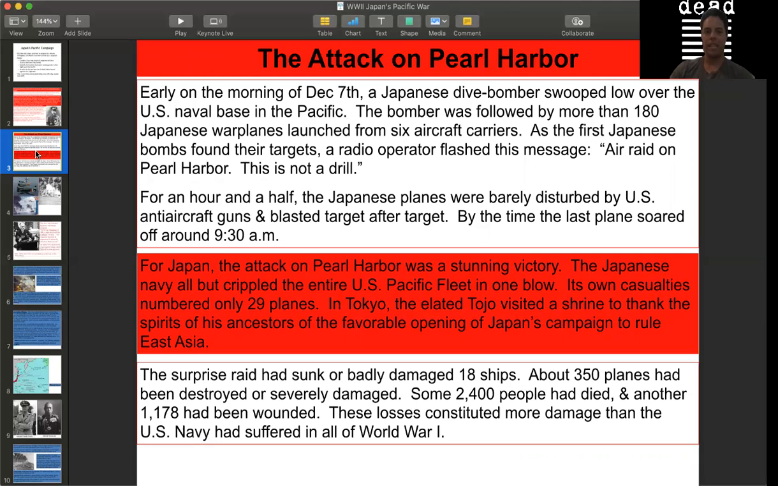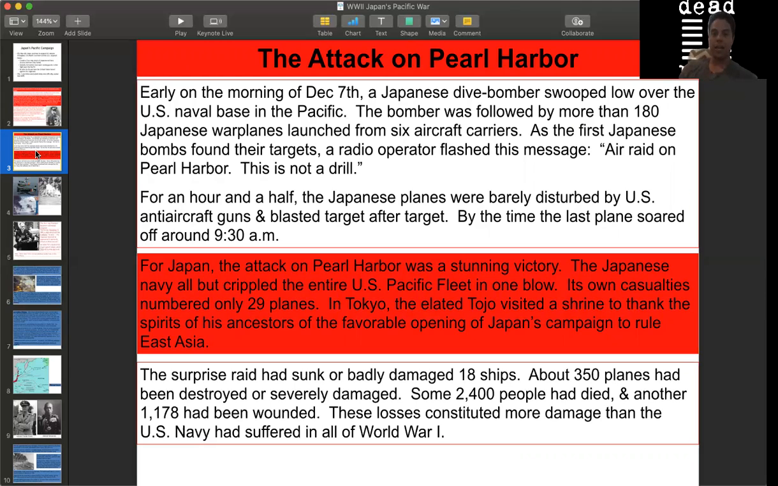The Japanese Navy had all but crippled the entire U.S. Pacific Fleet in one blow. Its own casualties only numbered 29 planes. In Tokyo, the elated Tojo would visit a shrine to thank the spirits of his ancestors for the favorable opening of the Japanese campaign to rule East Asia.